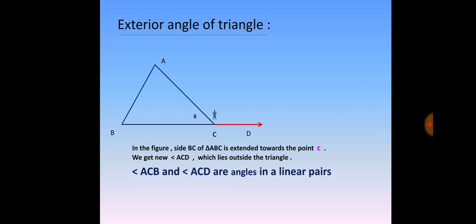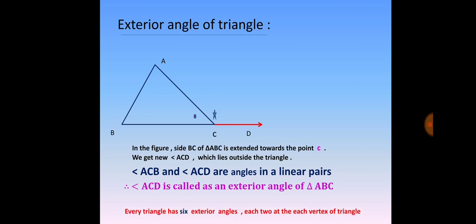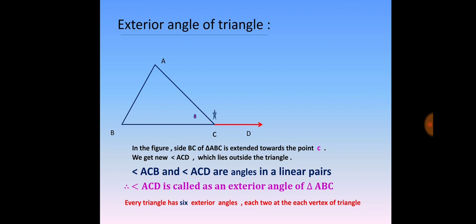Angle ACB and angle ACD are angles in a linear pair. Therefore, angle ACD is called an exterior angle of triangle ABC. Students, we observe that every triangle has 6 exterior angles, two at each vertex of the triangle.